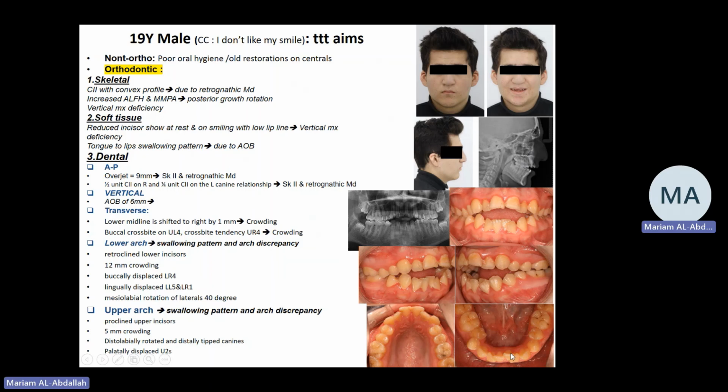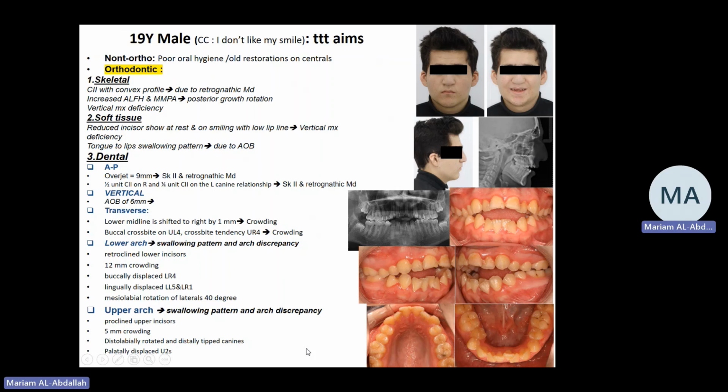In the lower arch, we are aiming to align the teeth, and to be able to do so, we have severe crowding. We need to think about extraction. In the upper arch, I'm not planning to retrocline the upper incisors, although they are proclined. The reason, as we said, is that we are planning for posterior impaction of the maxilla, and this will bring the upper incisors backward as if they were retroclined. So I need to maintain this as a preparation for the patient before surgery.